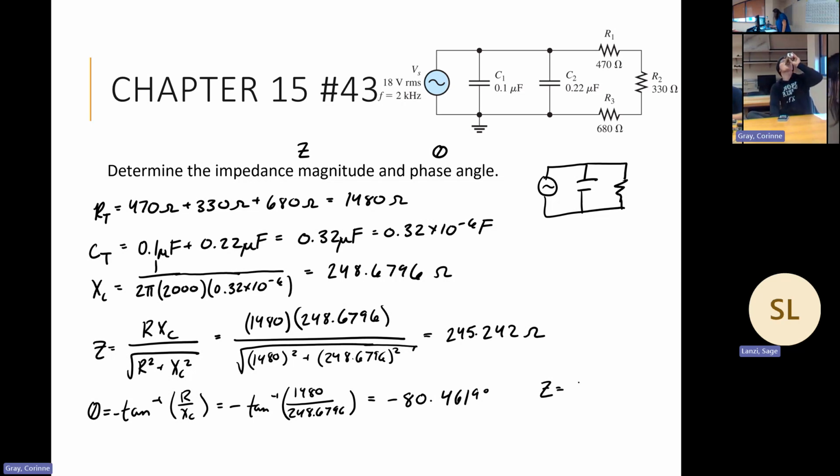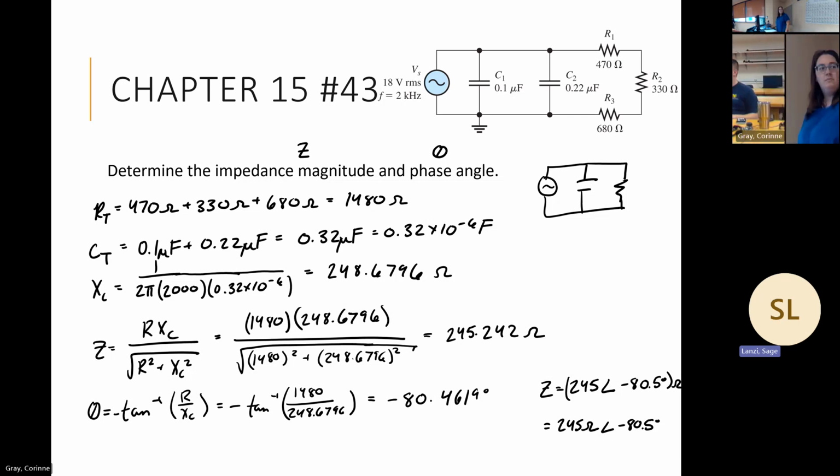But writing it out, I will have 245 ohms, or sorry, 245 negative 80.5 degrees ohms. If you look at the textbook for this part, sometimes it puts the ohms inside, sometimes it puts it outside. As long as it's somewhere, I will be happy with it. So make sure you have it. You could have also done it as 245 ohms, angle 80.5 degrees. Any questions on 43?